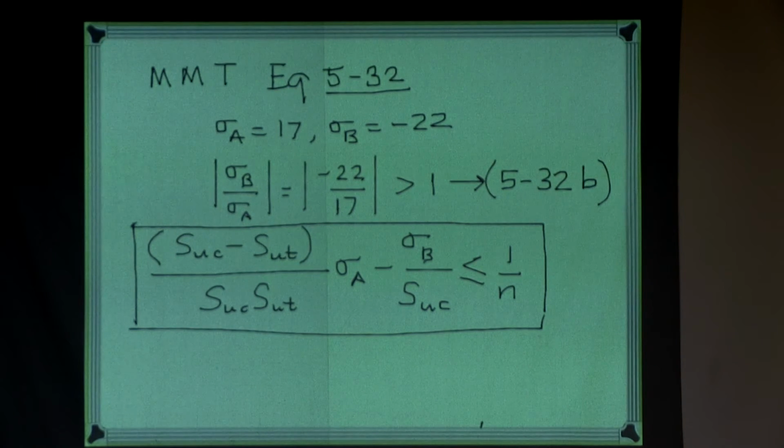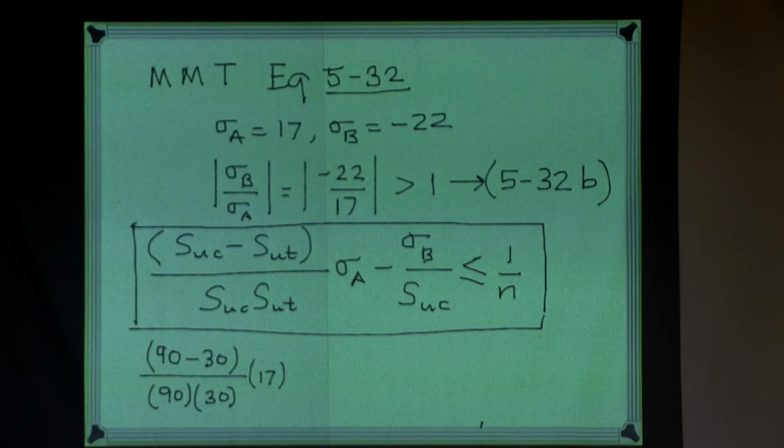So writing it out, this is S of uc is 90, so it's 90 minus 30 divided by 90 multiplied by 30 multiplied by 17 is S sigma A minus negative 22 divided by 90 is less than 1 over n, which would give you n is less than equal to, let's do the math here, negative 90 minus 30 divided by 60 divided by 90 divided by 30 multiplied by 17 plus 22 divided by 90, inverse of that is 1.61, so I'll say 1.61.